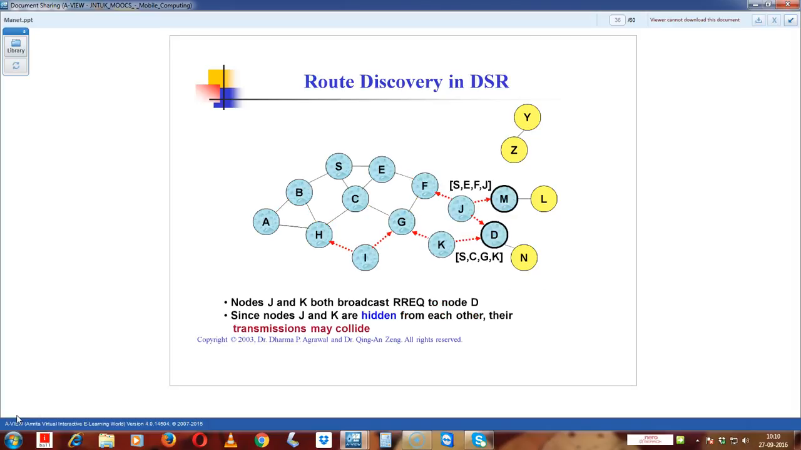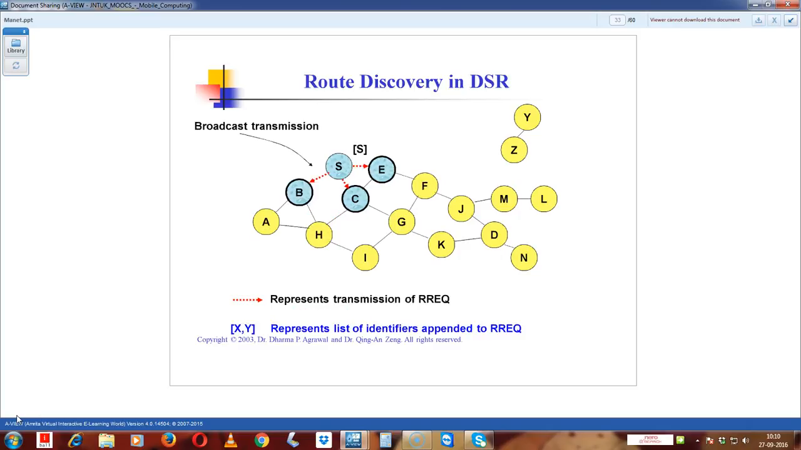Somebody is asking about the difference between broadcasting and flooding. Okay, broadcasting is just like what we saw here. This is a broadcast transmission. From your source, broadcasting means we are sending packets to multiple intermediate nodes. Flooding is a scenario that comes up when we have a lot of broadcast transmissions from one source or from other sources also. Suppose E also wants to broadcast something and G also wants to broadcast something, we will be getting a lot of broadcast packets from S, E, F, G, B, H, I, J.